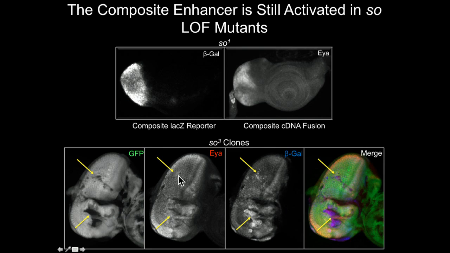But more importantly, what we saw is that in the clones, Eya protein was still present, suggesting that the phenomenon we were seeing was not simply due to the perdurance of lacZ. And this was quite perplexing given this earlier data that we had. So now the question for me sort of became, why are we losing Eya expression in a Sine Oculis mutant?